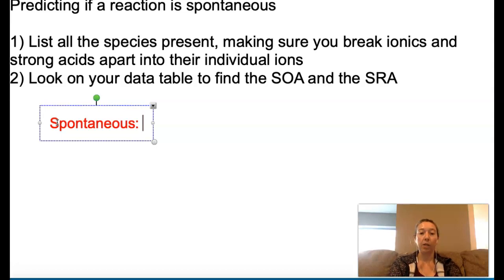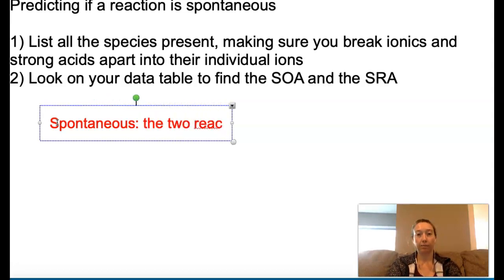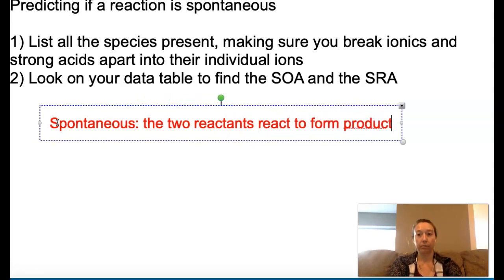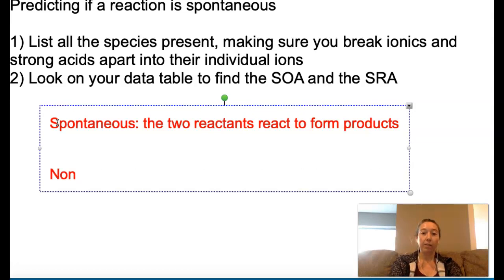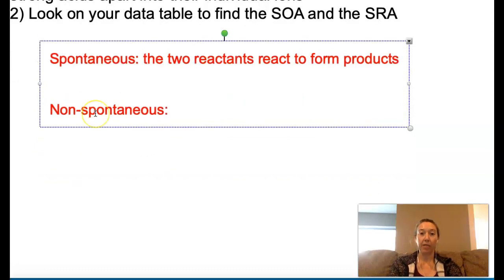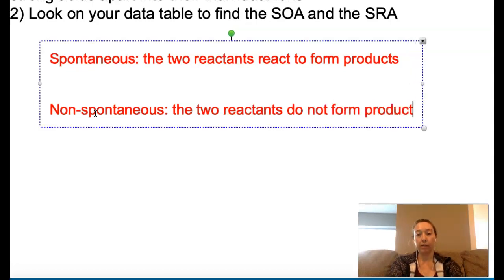Okay, so for spontaneous, we can say the two reactants react to form products. When we say that it is non-spontaneous, what we find is the opposite. So the two reactants do not form products. Instead, they just literally sit in contact with each other and nothing happens, okay? It doesn't mean we can't make a reaction happen. It just means it's not spontaneous, right? And spontaneous means it just happens. We don't have to do anything.